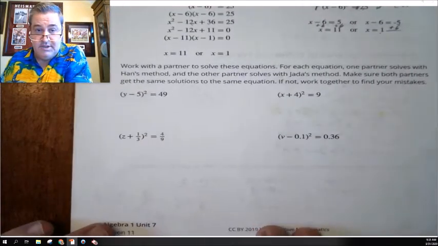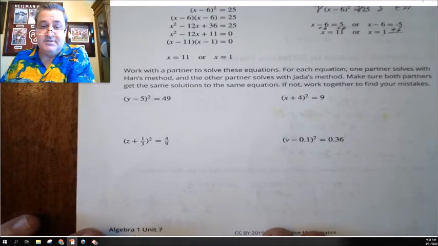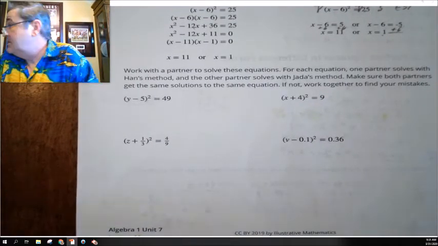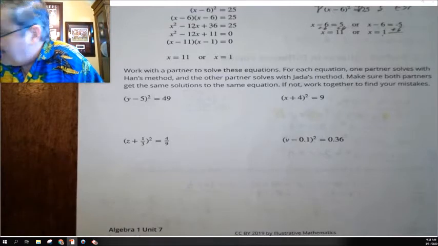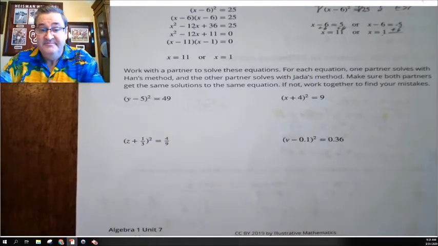So let's look at these bottom ones. It says, work with a partner to solve these equations. Well, the cat has left. I guess I'm on my own.